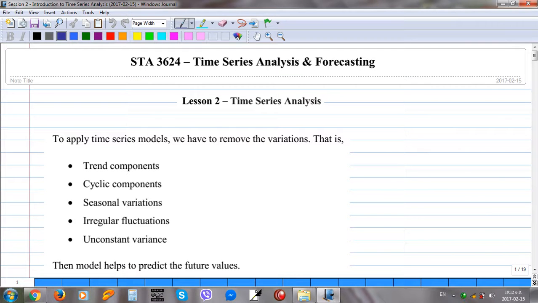STA 3624 Time Series Analysis and Forecasting. Lesson 2, Time Series Analysis.